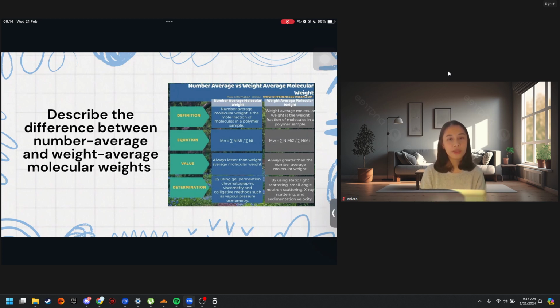average molecular weight, it is the weight fraction of molecules in the polymer sample. You can see the equation. The value is always greater than the number average molecular weight. Determination is by using static light scattering, small angle neutron scattering, X-ray scattering, and sedimentation velocity.